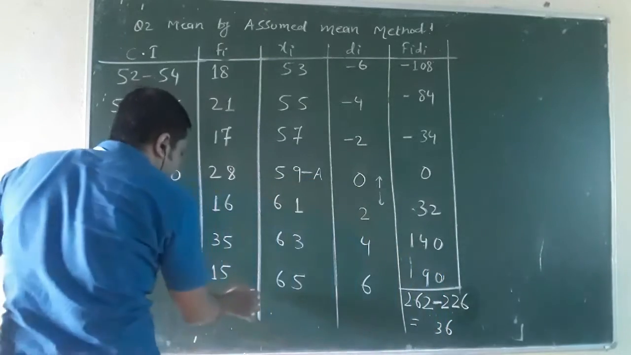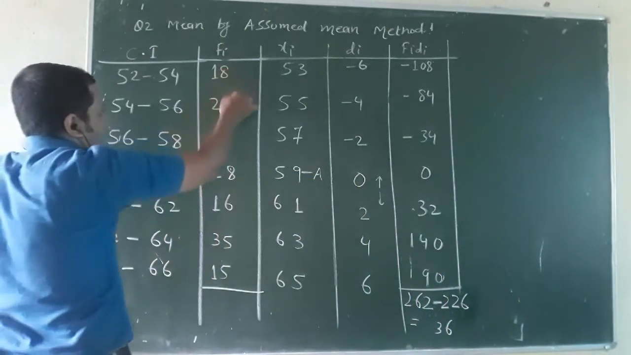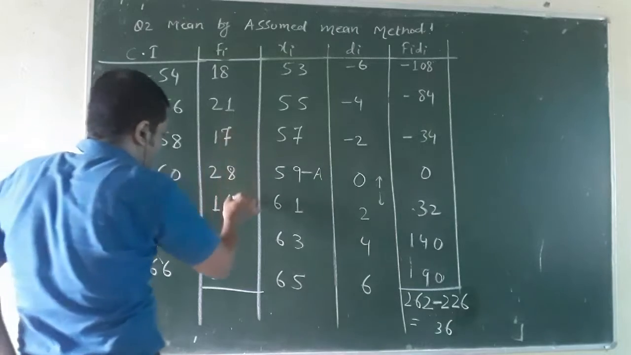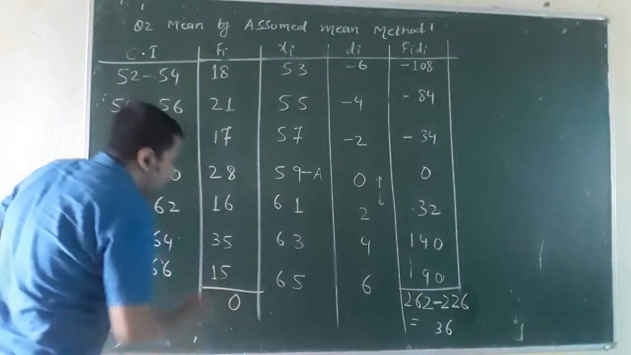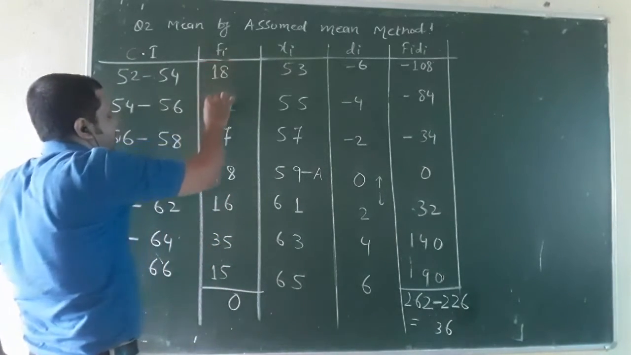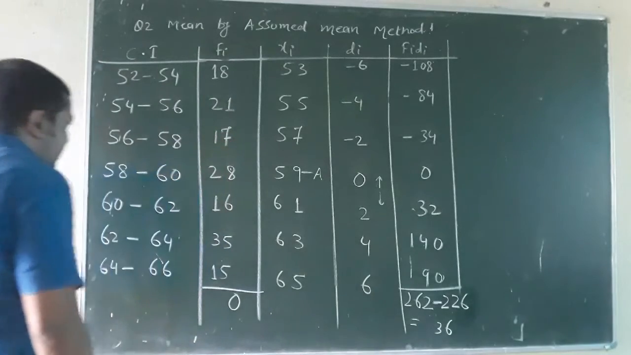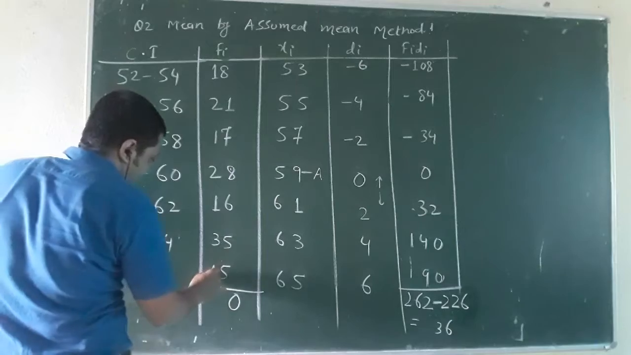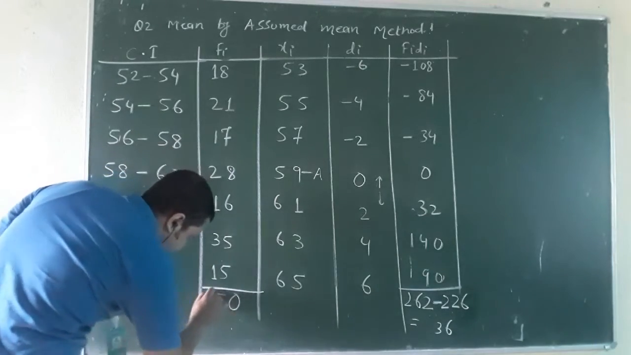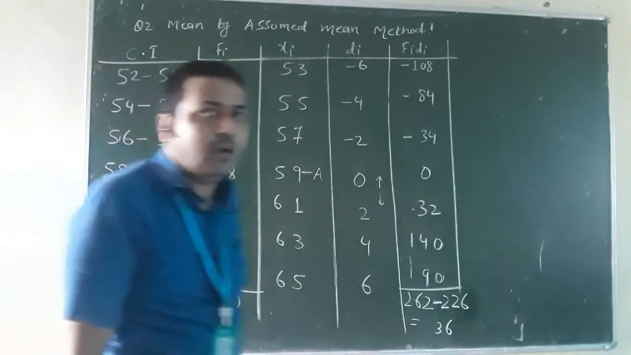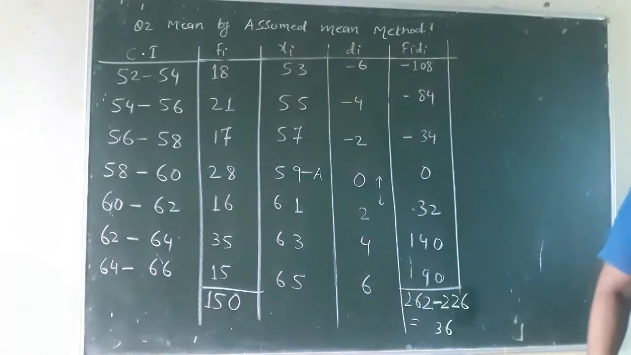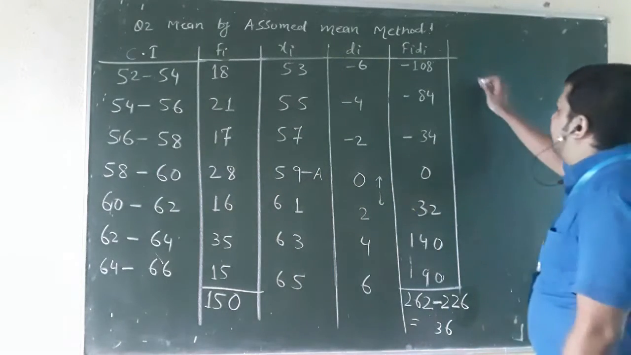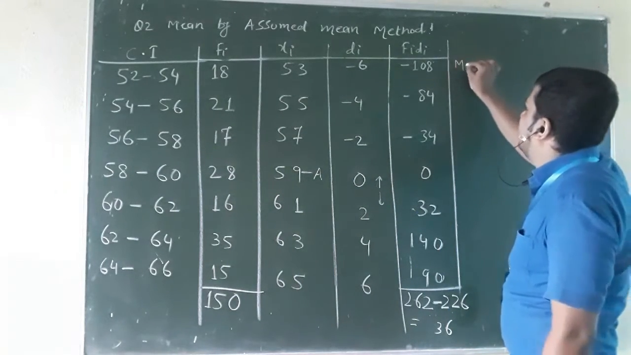Now add all of this one: the sum of fi is 150. This is the sum of fi di. Now the mean.